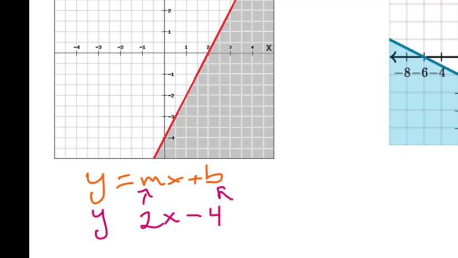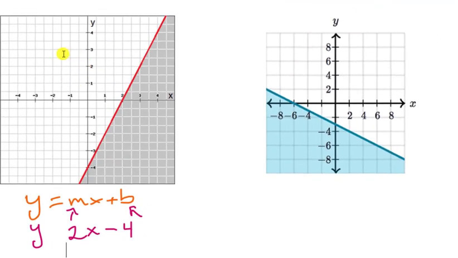Now all I'm missing is my inequality. Well, if you look at the line here, we like to think of this area as the top half of the line. I know it's not really half, but the top part of the line. And this is the bottom part of the line. Since the bottom part of the line is the one that is shaded, this is going to be a less than symbol. So y is less than. And because it is a solid line, it's also going to be equal to. So y is less than or equal to 2x minus 4.